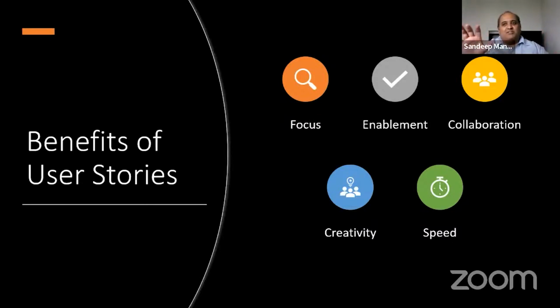So these are the key benefits, and these are the key reasons why storytelling, or user stories, has to be driven, has to be conveyed, has to be used as a medium by a product manager with the internal product teams.